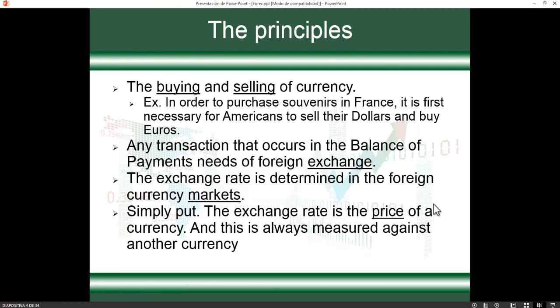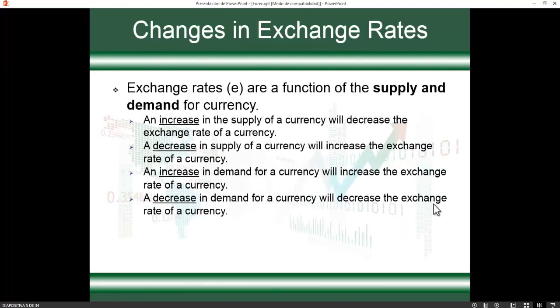So what they do is they keep the value of their currency really low, so that everybody can afford to pay that currency. It's as basic as that. So yeah, let's talk about the next one then: changes in the exchange rates.